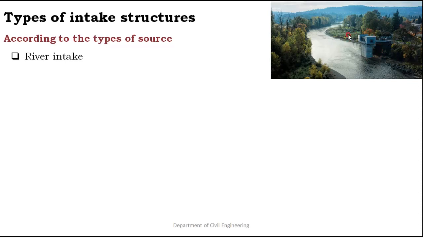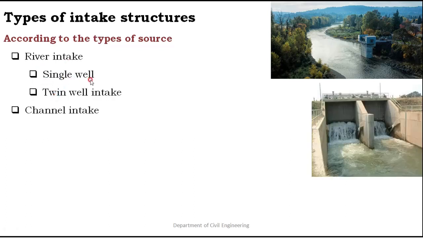This is called the intake structure. When water is flowing, some part of the water will enter inside the intake structure, and that will be allowed to treatment. Why to the treatment? We need to treat the water. Now after that, in the river intake we have two types: single well and twin well intake. That I will explain by taking some figure.